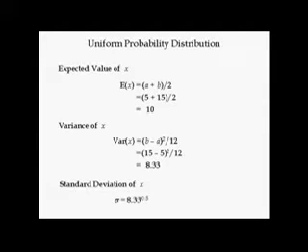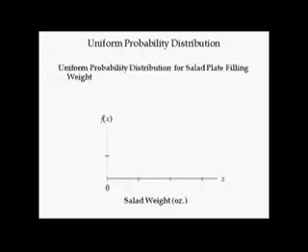The standard deviation is the positive square root of the variance, which can be computed by raising 8.33 to the 0.5 power, which is equal to 2.886 ounces. The variance is in ounces squared. The standard deviation is in ounces.